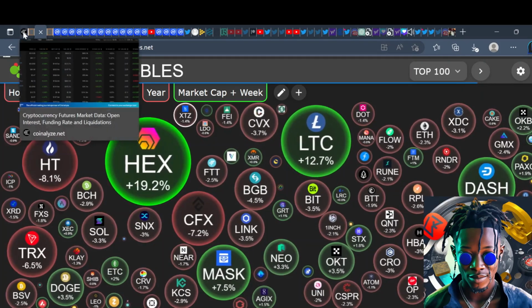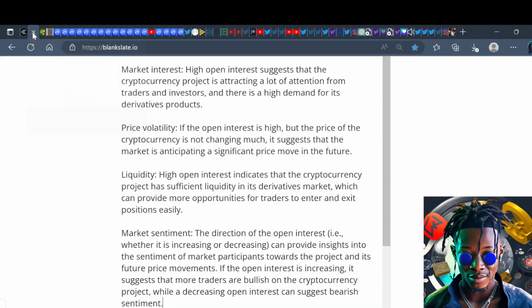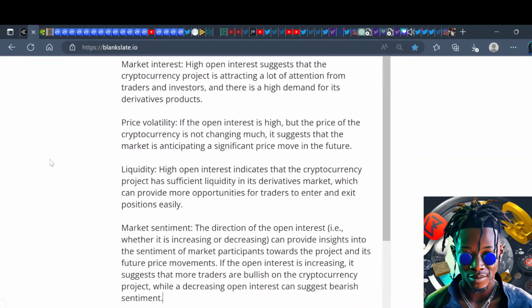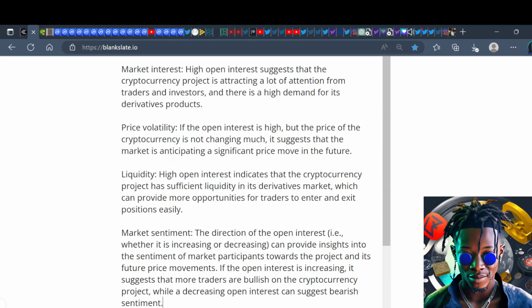Now what is open interest? Let's get a little bit deeper into what open interest actually tells us. What open interest actually tells us on cryptocurrency, first and foremost, is the market interest. A high open interest suggests that the cryptocurrency project is attracting a lot of attention from traders and investors. There is a high demand for its derivatives product. Number two, it tells us price volatility. If the open interest is high, but the price of the cryptocurrency is not changing much, it suggests that the market is anticipating a significant move in the future.